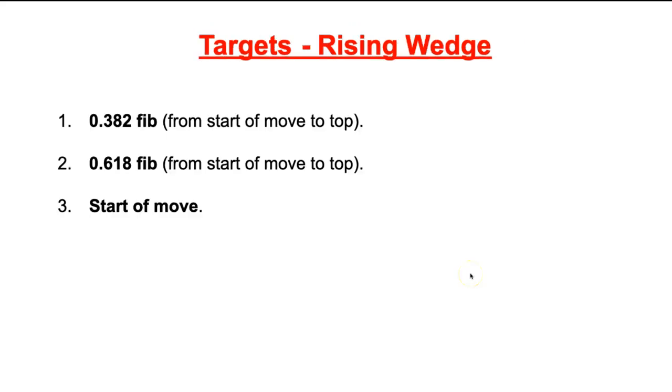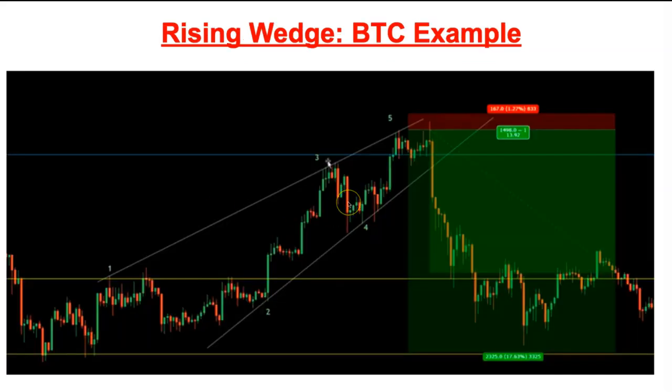In terms of profit targets, the first profit target should ideally be at 382 Fibonacci from the start of the move to the top. And then the 618 Fibonacci from the start of the move to the top. And of course, the start of the move as well. So looking at this example, I would actually take a Fibonacci from the starting point of this wedge and draw it all the way to the top here.